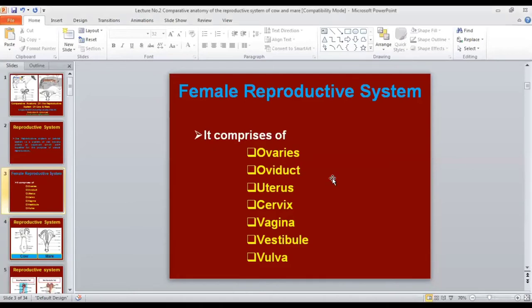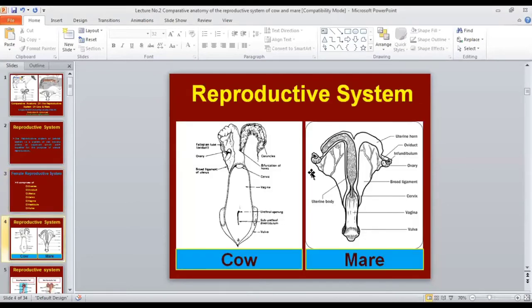Okay, so here is a schematic diagram of the reproductive system of the cow and the reproductive system of the mare. Here one can see some major differences in the reproductive system of the mare from the cow. For example, you can see that the body of the uterus in the mare is longer as compared to the body of the uterus of the cow. Then you can see the difference in the shape and length of the uterine horns of the mare from those of the cow.